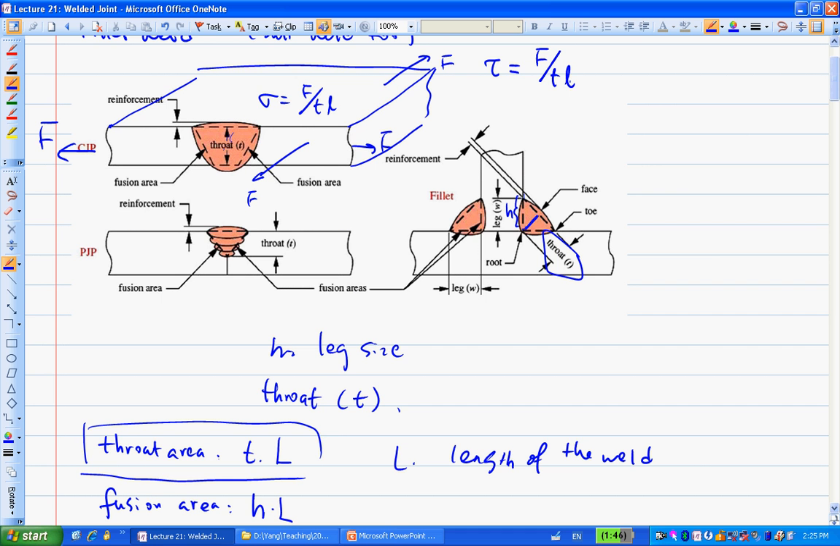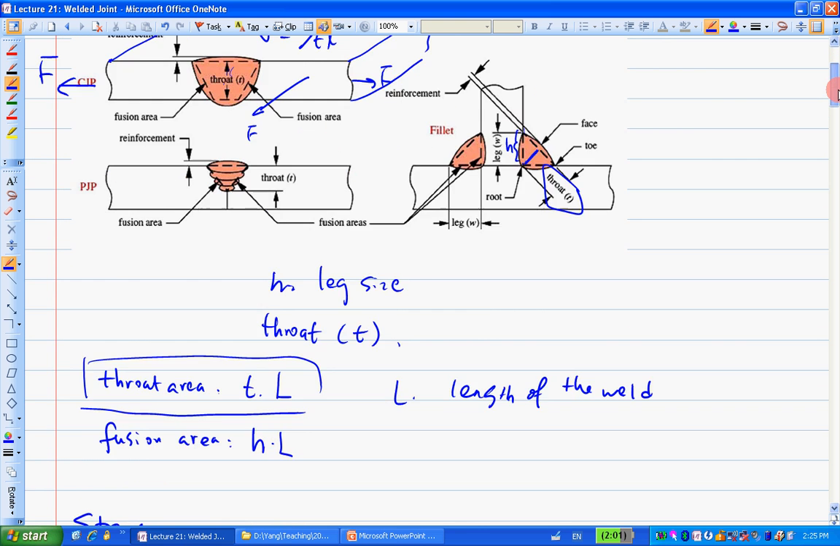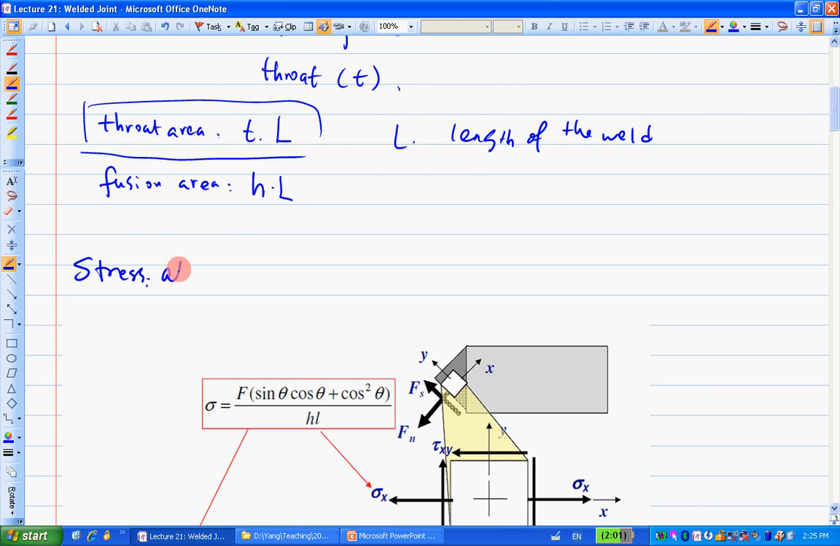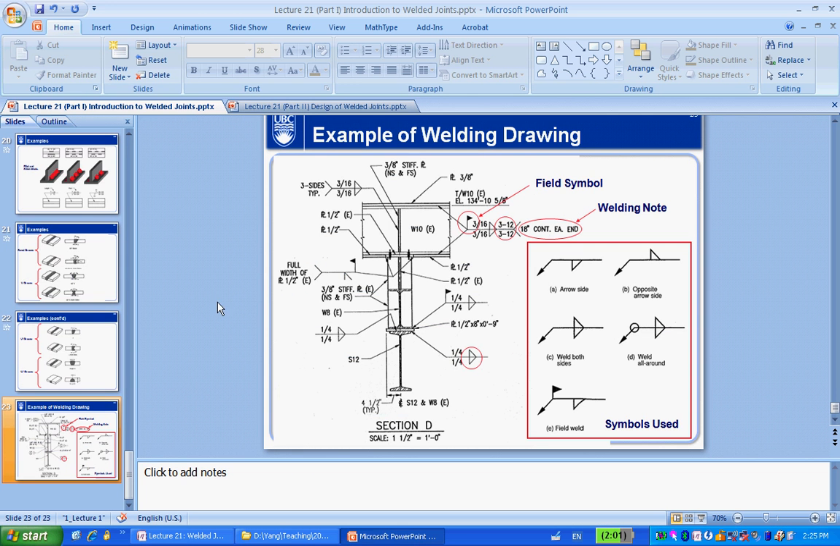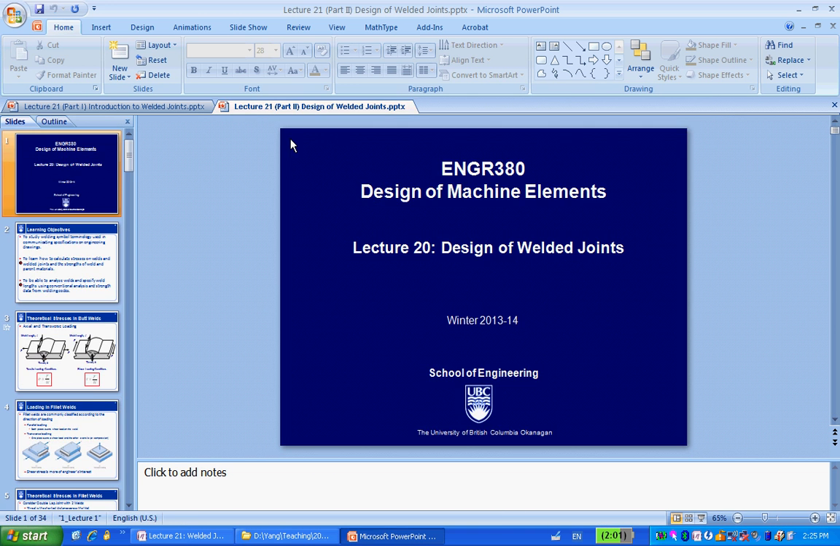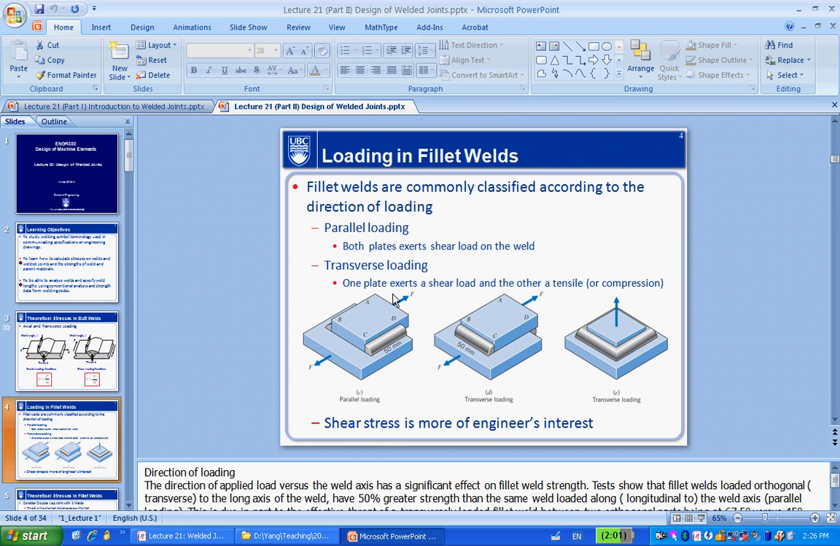Is that good? Right. So let's focus on the fillet welds. Basically, what will be the stress at the fillet welds? Examples like this. So I'll show you a couple of pictures first, and then we'll look at the technical parts. Here are a couple of pictures of fillet welds.